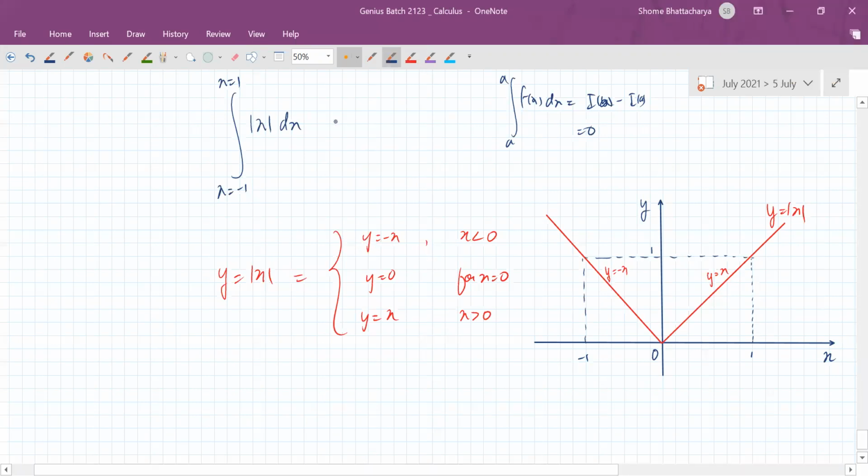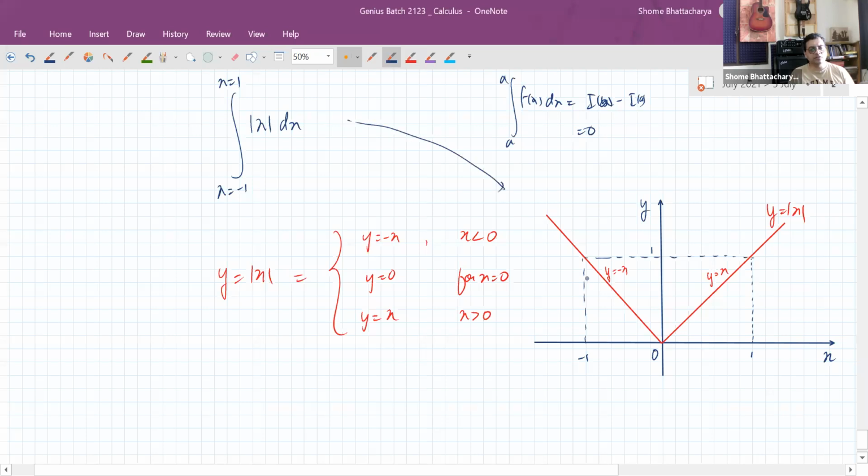Yes, sir. So this integral, in terms of geometry, what we are doing is we are calculating this area, which you can see should come to be the area of this triangle plus this triangle. So half of 1 into 1 plus half of 1 into 1. So it should come out to be 2.